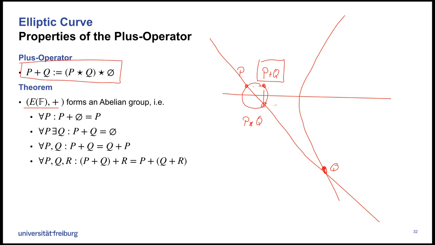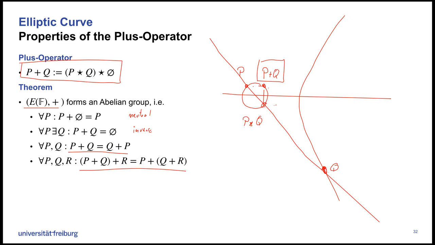So the first property is that we have a neutral element. The second property is that we have an inverse element. So P plus the neutral element is P. The neutral element will be infinity. Then we have P plus Q is the same as Q plus P, and this is the most complicated one. So this is commutativity, and here you have associativity, so it doesn't matter in which order you do the plus operation.